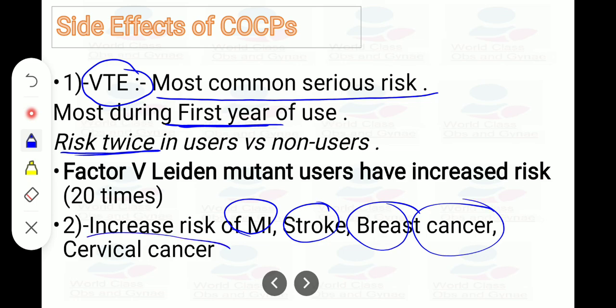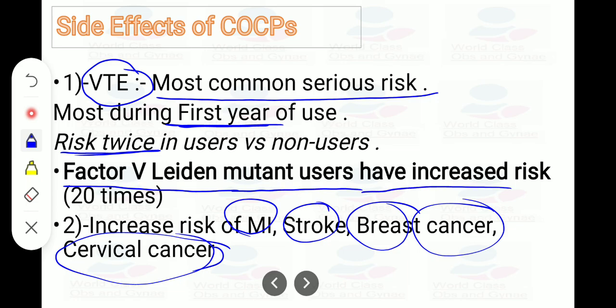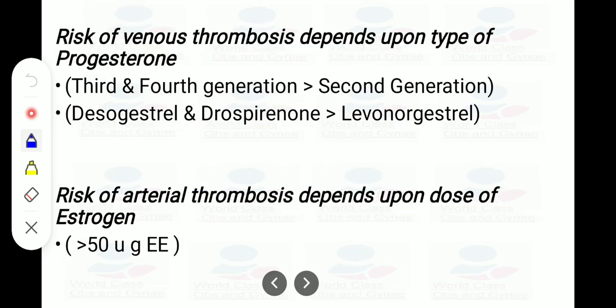Another thing is that whenever a patient has factor 5 Leiden mutation, she has about 20% increased risk of VTE. An important thing which we need to consider is that the risk of thromboembolism depends upon the type of progesterone used. When you use the 3rd and 4th generation, they have higher risk as compared to the 2nd generation. I will tell you the list of different generations of progesterone in the coming slides, but desogestrel and drospirenone are among the 3rd and 4th generation. Levonorgestrel is the 2nd generation.